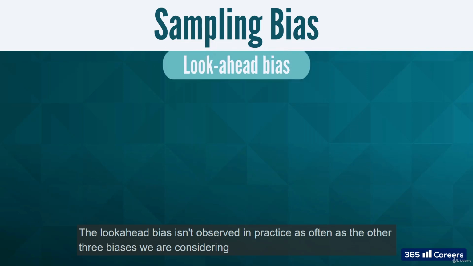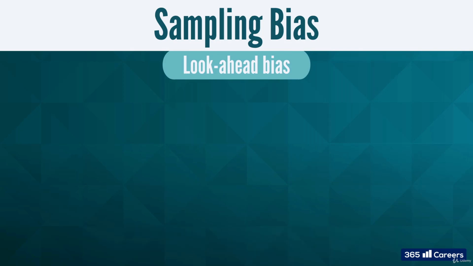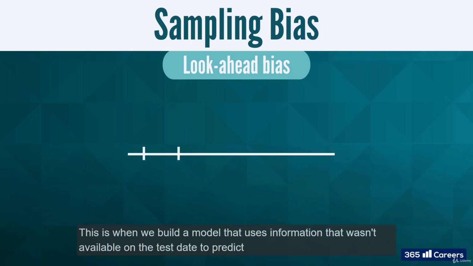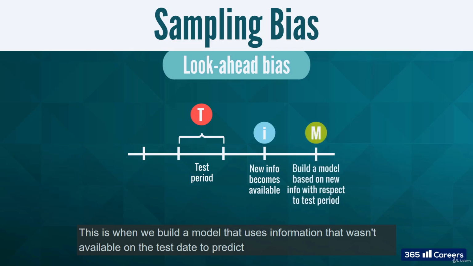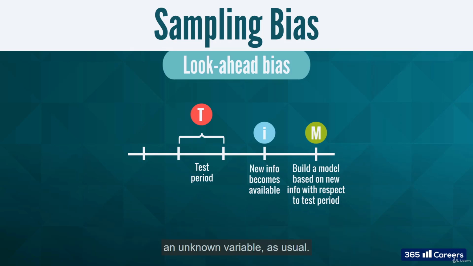The look-ahead bias isn't observed in practice as often as the other 3 biases we are considering in this video. Nevertheless, let's say a few words about it. What is the look-ahead bias? This is when we build a model that uses information that wasn't available on the test date to predict an unknown variable. As usual, an example makes understanding the term easier.